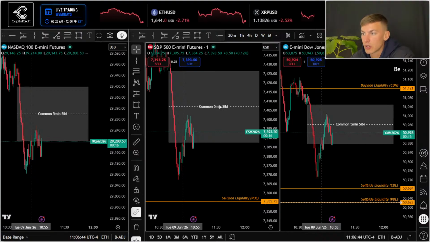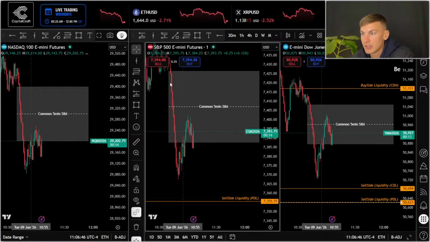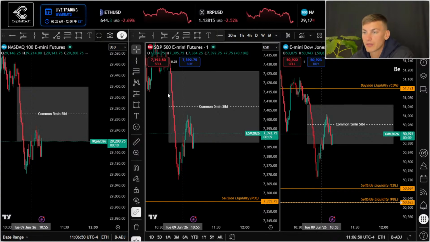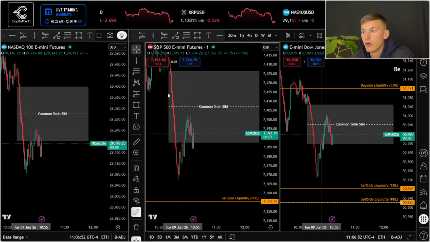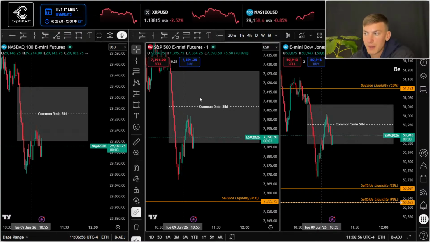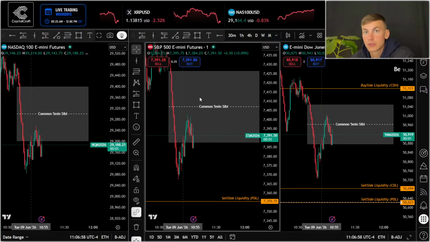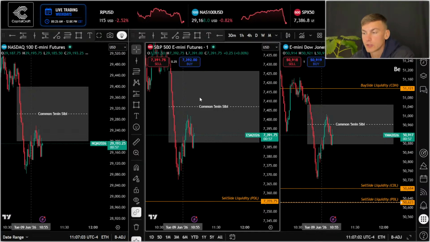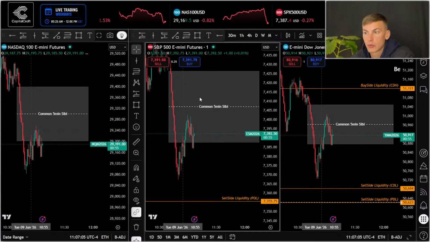And what happens after we get a change in state of delivery is this impulse leg that we saw right over here, which essentially went for current day low on the Nasdaq as well as the S&P, but we have still not made current day low on the Dow Jones or taken any form of previous day liquidity on the Dow. So that is my draw on liquidity.